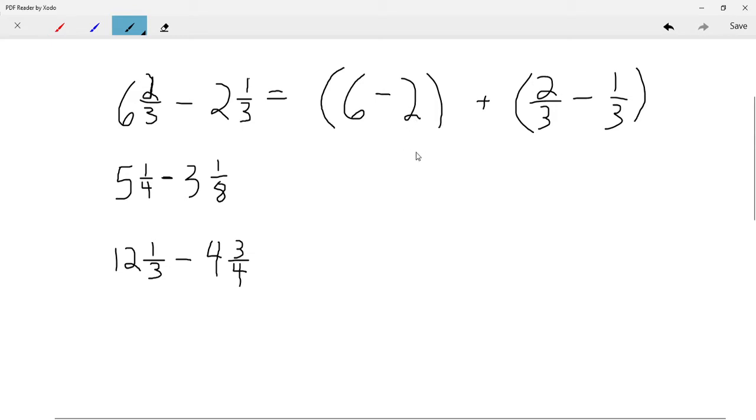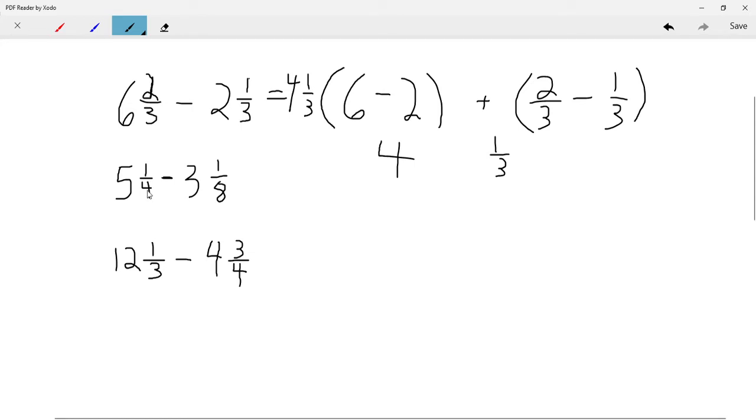But really, we're doing 6 minus 2 would be 4, and then 2/3 minus 1/3: 2 minus 1 is 1. So that would just be 4 and then 1/3. So the answer is just going to be 4 1/3.